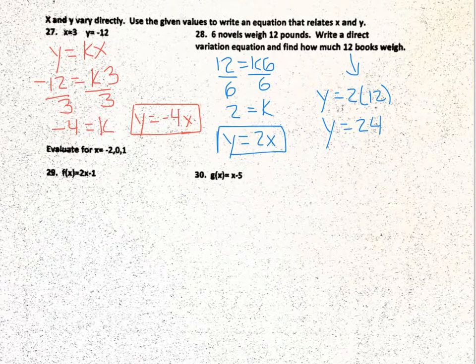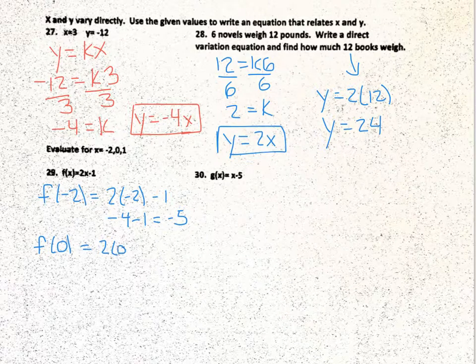These last ones are using your function notation. And you're just going to go ahead and you're going to plug in. So I'm going to find f of negative 2. All that means is you're going to plug in negative 2 for x. So 2 times negative 2 is negative 4. Negative 4 minus 1 is negative 5. I'm going to do f of 0. I'm going to have 2 times 0 minus 1. So I have 0 minus 1 is negative 1. I'm going to do f of 1. I'm going to have 2 times 1 minus 1. So I get 2 minus 1 is 1.